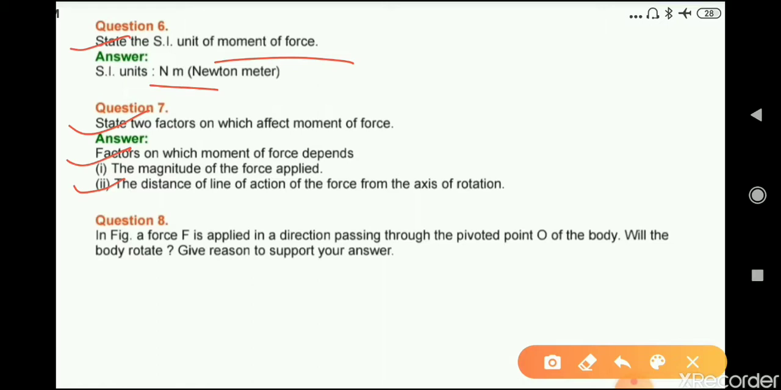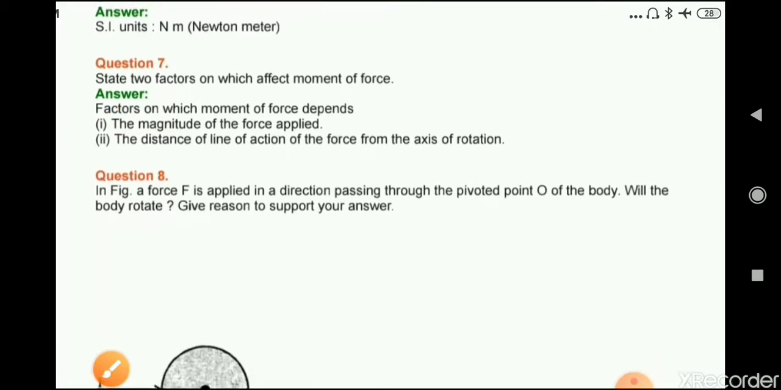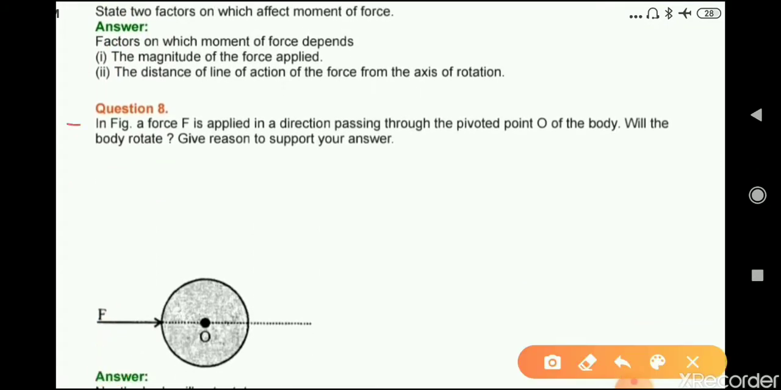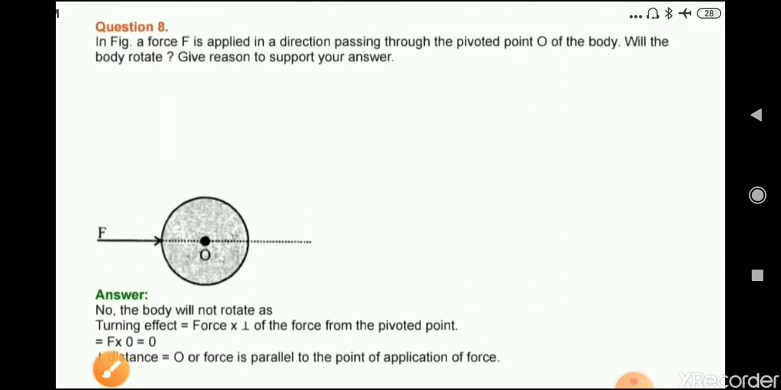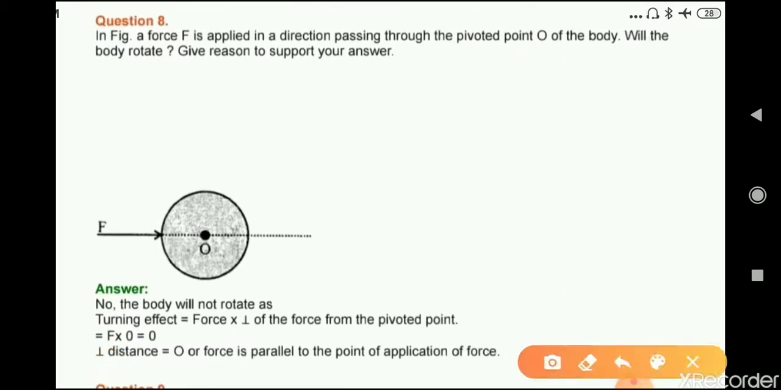Okay. Now question number 8. In the figure, a force F is applied in a direction passing through the pivoted point O of the body. Will the body rotate? Give reason to support your answer. You can see here in this picture, force is applied in a direction passing through the center, through the pivoted point O of the body. Will the body rotate? And you have to give reason to support your answer.